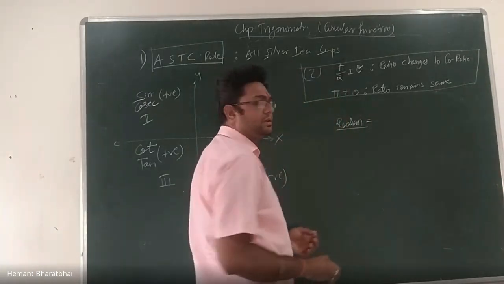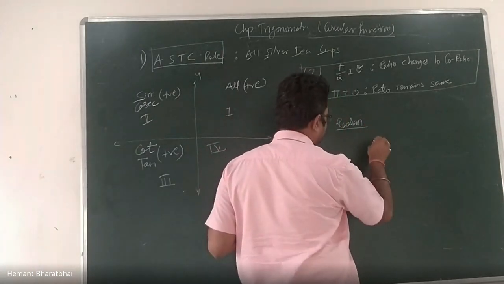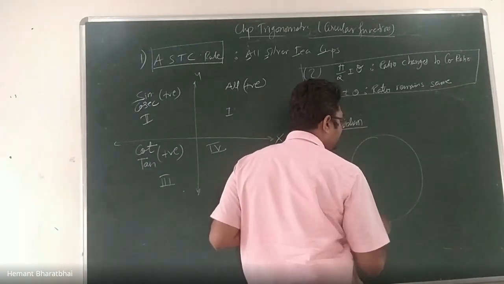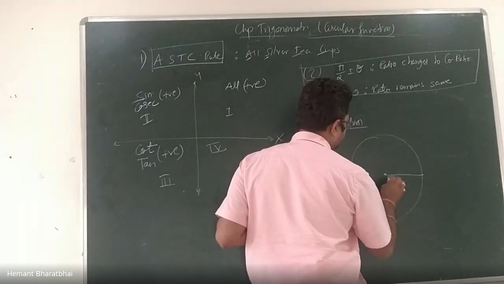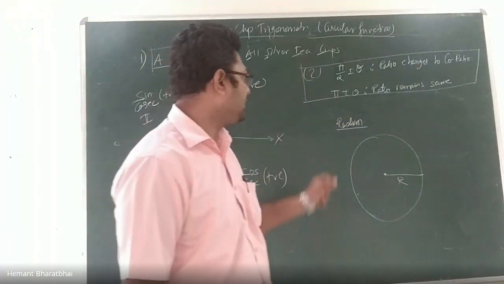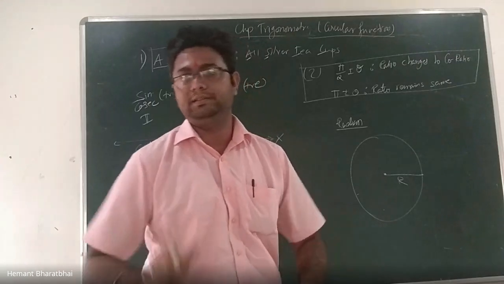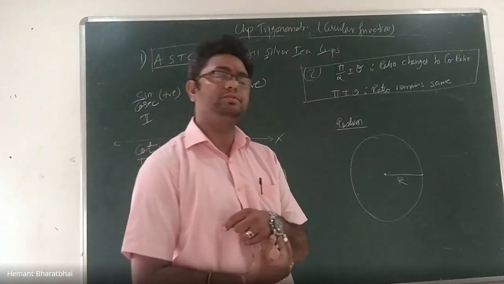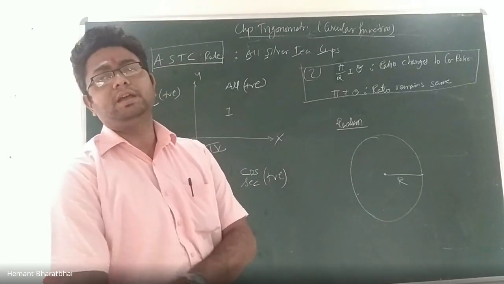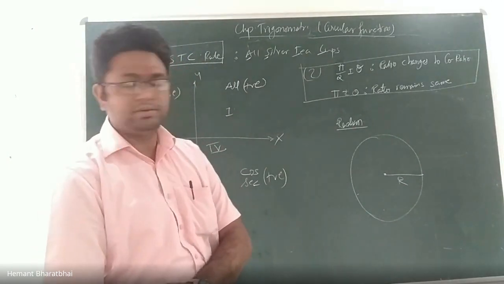Radian is the unit of measure for an angle. Throughout your education, you will always use the unit radians for the angle and not degrees. Degrees you have used only up till your 10th standard. After that you are not going to use the degrees unit; you will always use the unit radian.